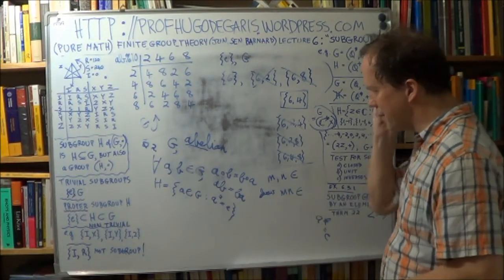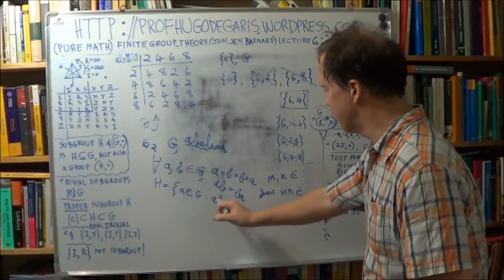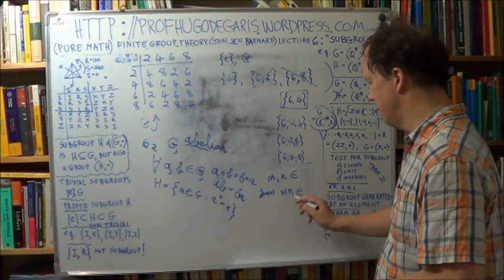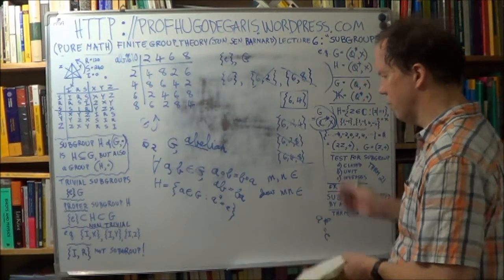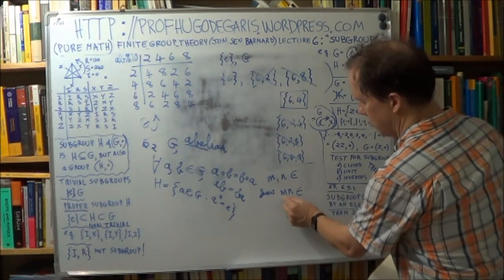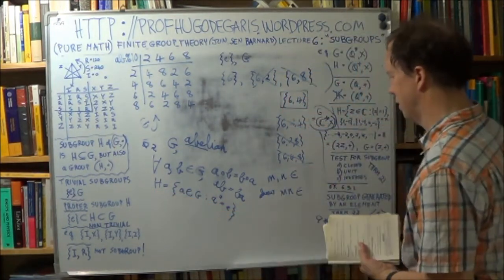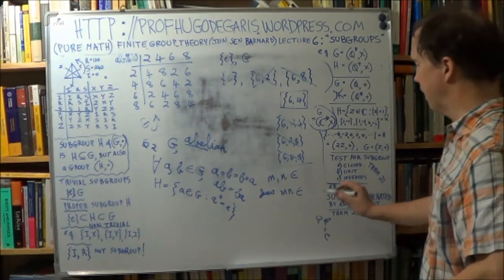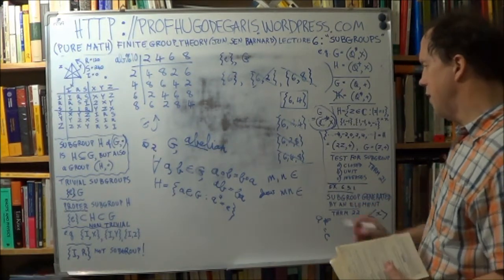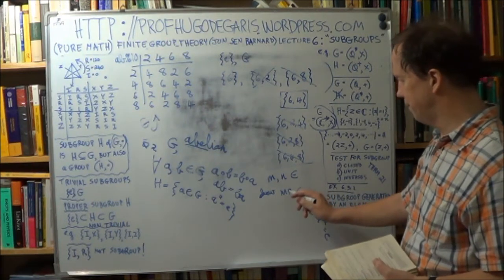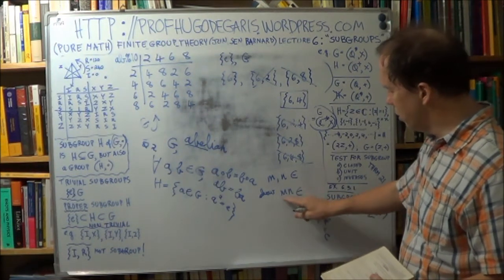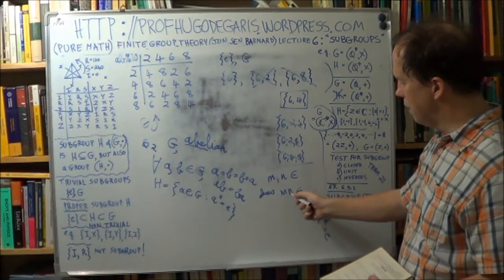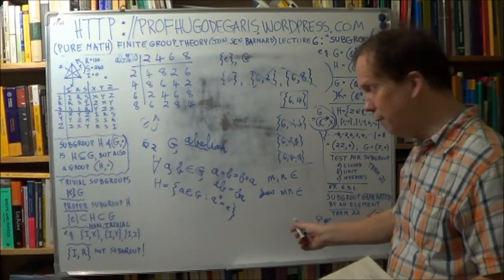So take any two members of your subset H, they're of this form, and you have to show that the product of those two, when squared, is E. So what you're trying to show is that the product also belongs to H. So show that this MN belongs to H. And how do you do that? By showing that the square of it is E. So I have to show that (MN) squared is equal to E. You follow that logic? Right.